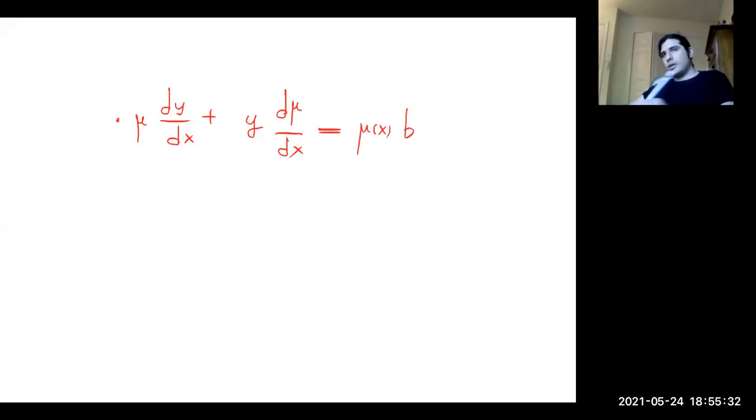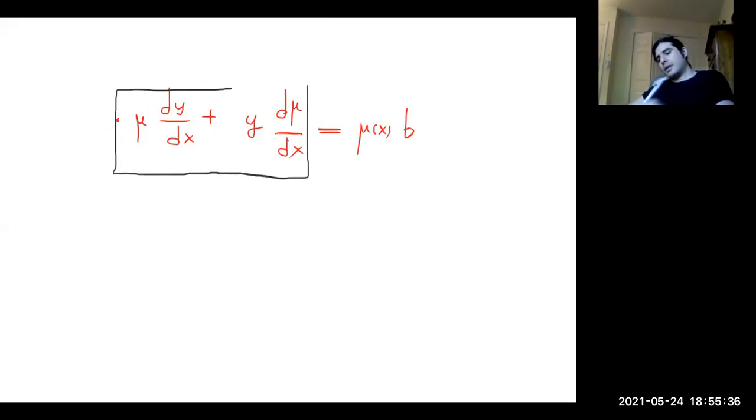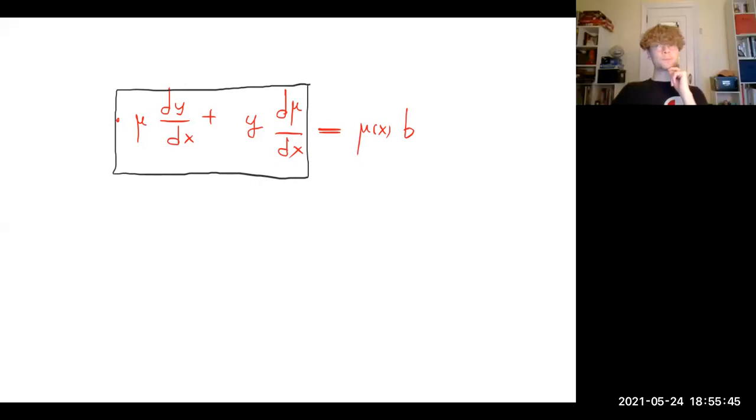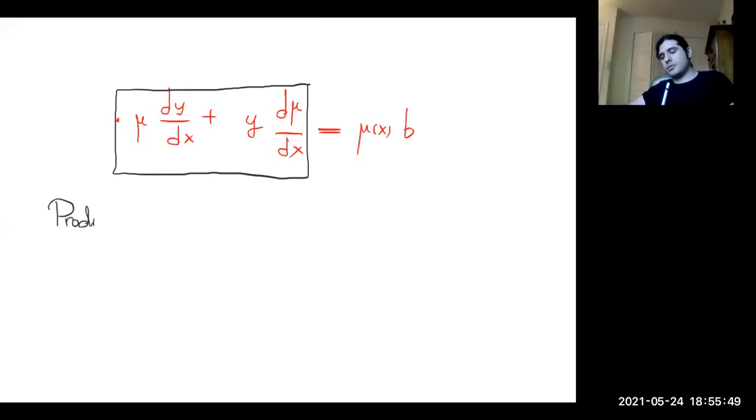Now look at this left hand side. Can you recognize what this thing is, the left hand side of this equation? Product rule. That is correct. You might remember, it's the product rule.